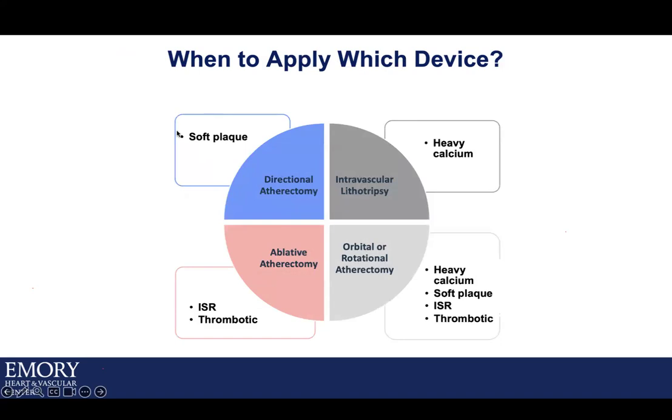So when to apply which device? This is sort of a working algorithm. If there is a soft plaque, do directional atherectomy. If you have heavy calcium, do shockwave or lithotripsy. If you have a mix, or if you have in-stent restenosis, do orbital or rotational. And if you have heavy thrombus inside the stent, do laser atherectomy.